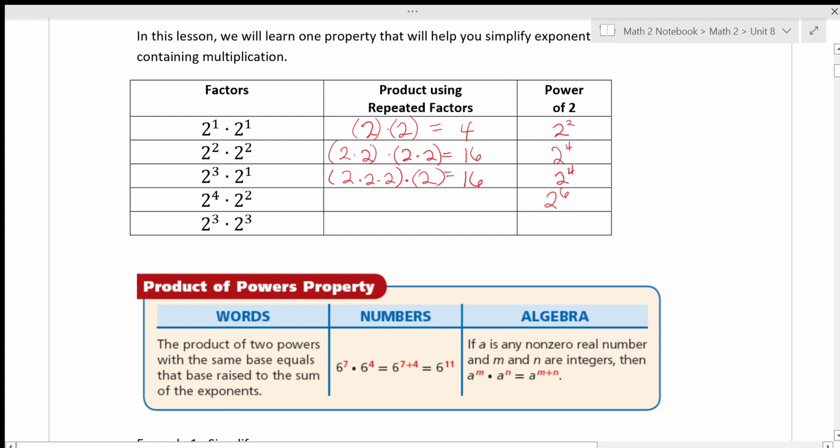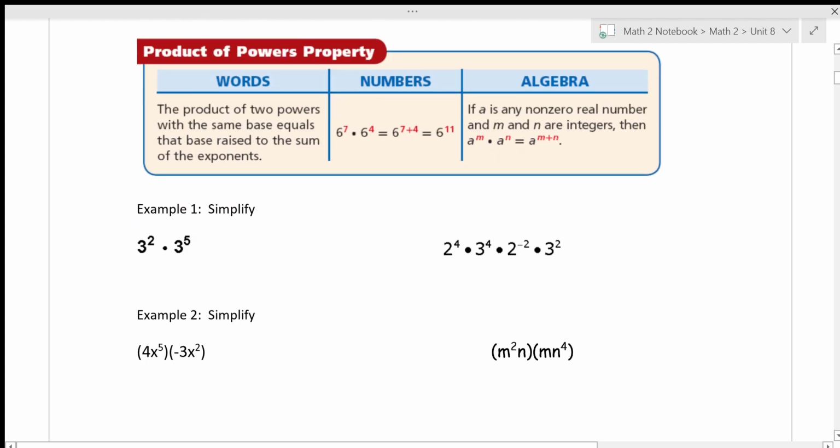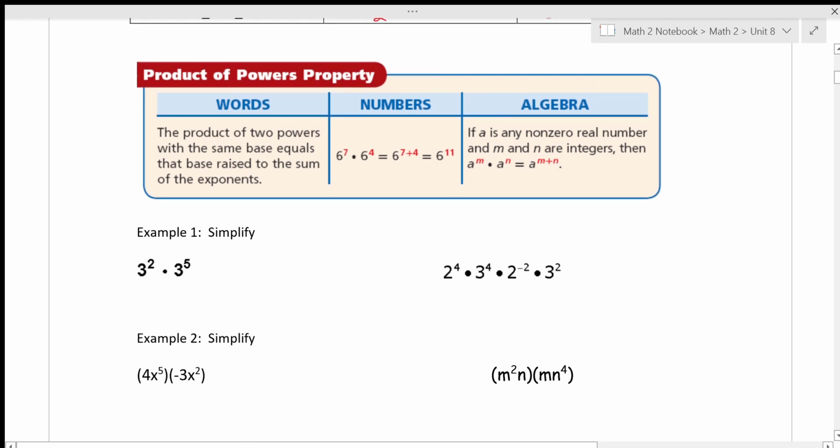So 2 to the fourth times 2 to the second would be 2 to the 4 plus 2, which is 6. 2 to the third times 2 to the third would be 2 to the 3 plus 3, which is 2 to the sixth as well. Okay, so that's a little bit of review. We've worked with exponents before. We've done these types of problems before. We're reminding ourselves how it works because we are going to get into some more complicated exponential problems.